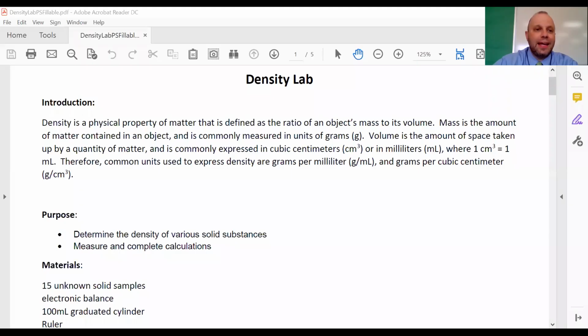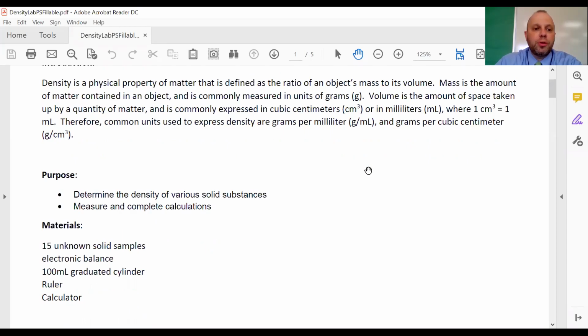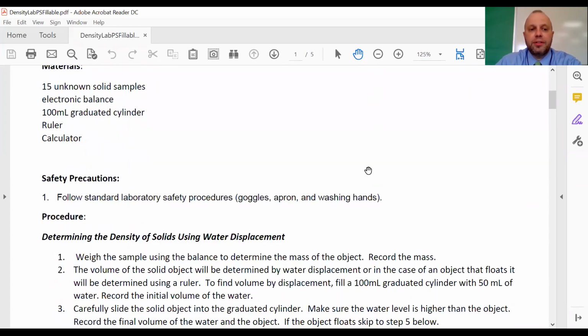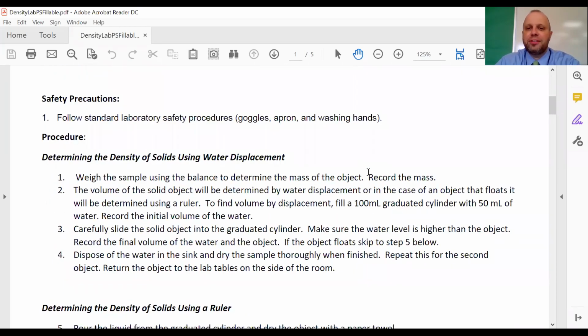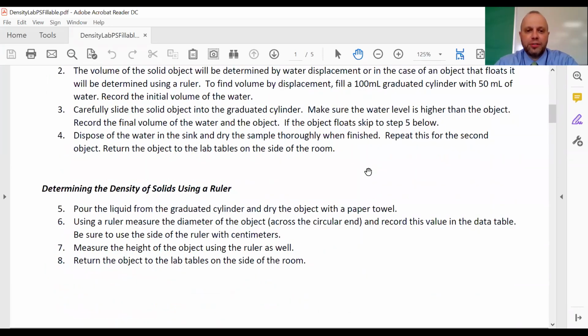So before we take a look at our first object, I would like to go over with you what this lab looks like. So I'm going to share with you the density lab. And right now, if you're looking at my screen, you'll see obviously density lab. It says the density is a physical property of matter. We talked about this, and it's the ratio of mass to volume. So I'm going to let you read through the purpose and the materials on your own, and obviously the safety precautions. You're going to be pretty safe sitting at home and watching this.